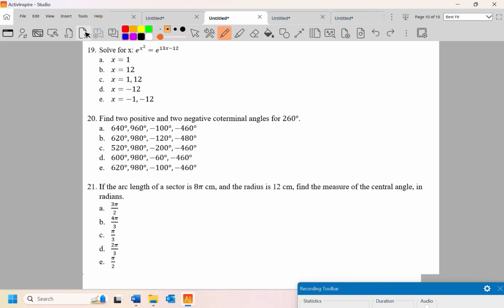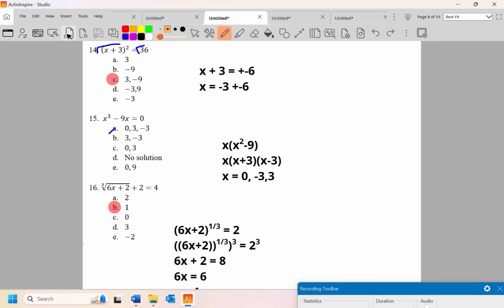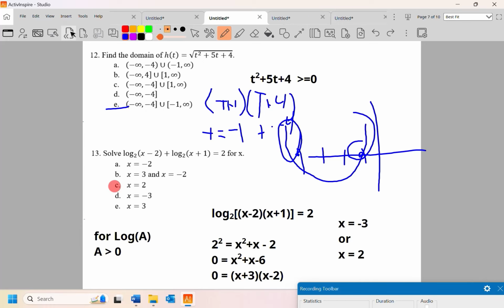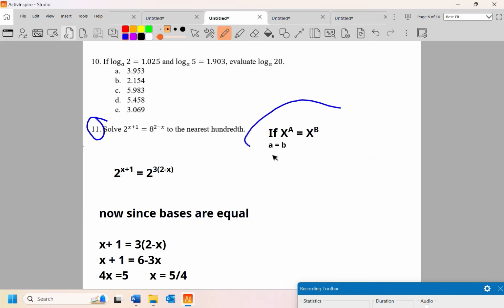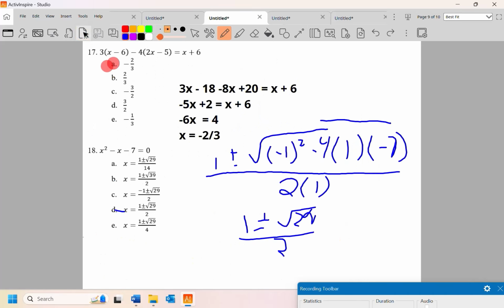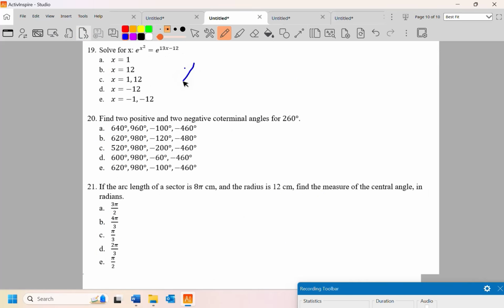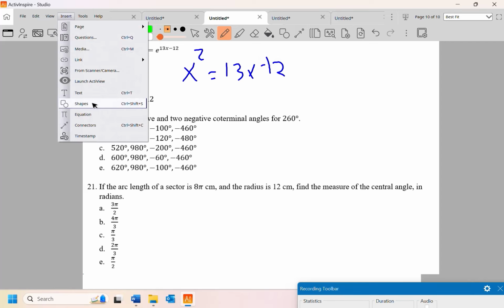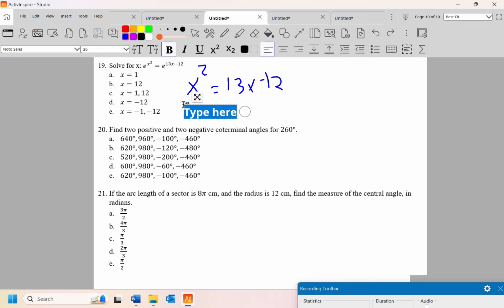I think this is the last page. It is. Cool. Last 3 problems. 19 is going to use the same property as this guy. Same property. So x to the second must equal 13x minus 12. And what we'll do is we'll one-side it, shift everything left. Now it's equal to 0.